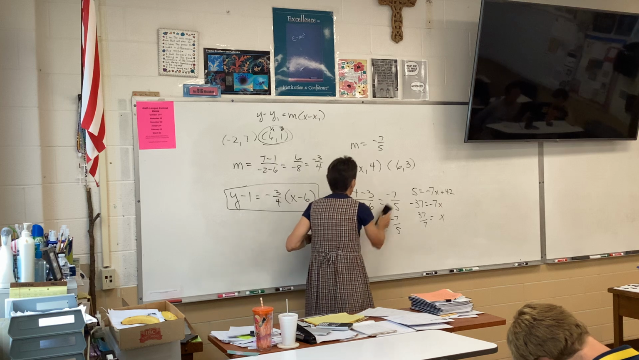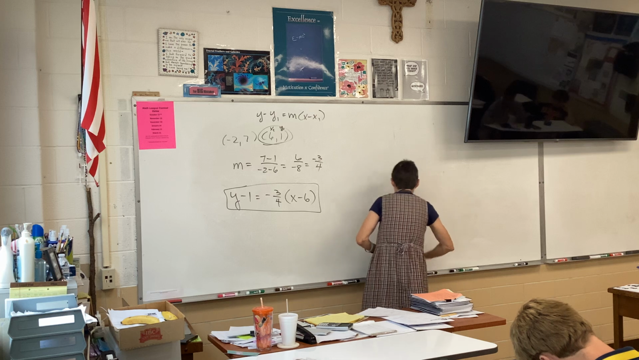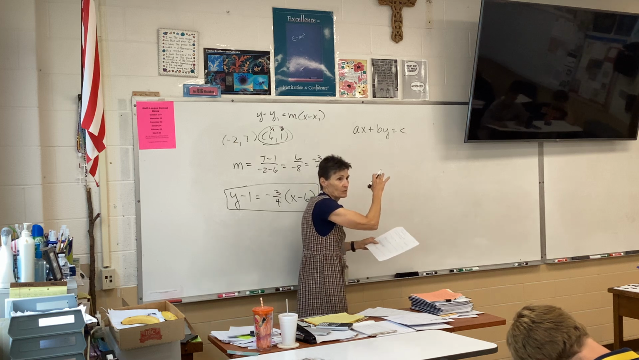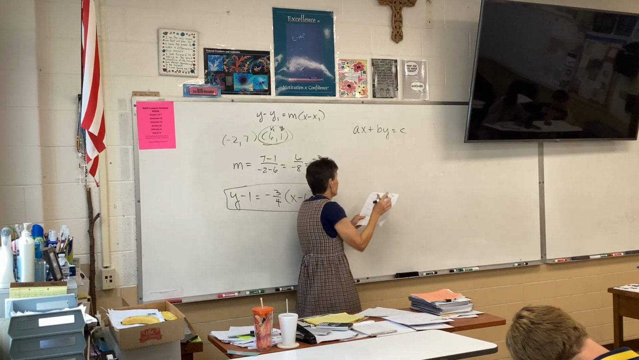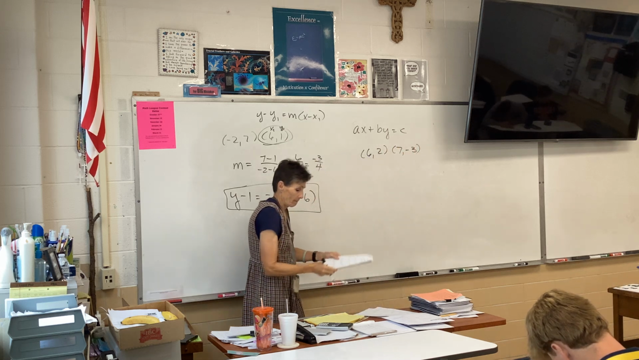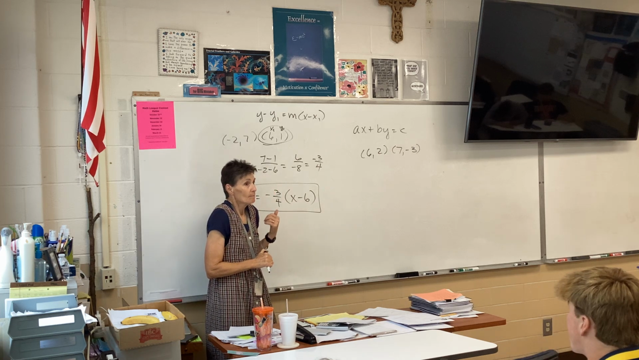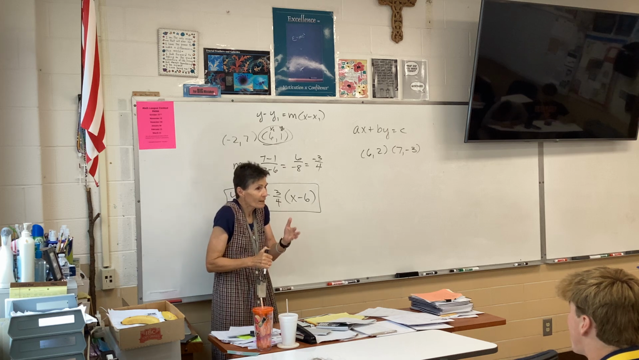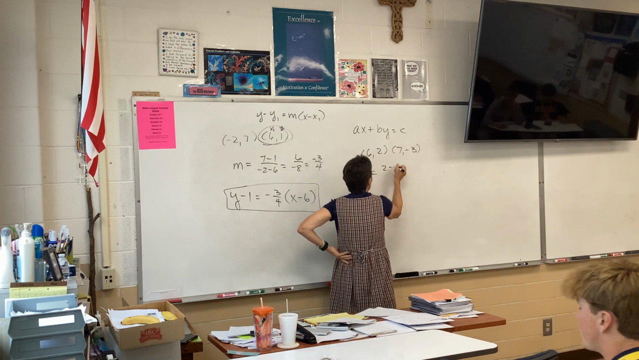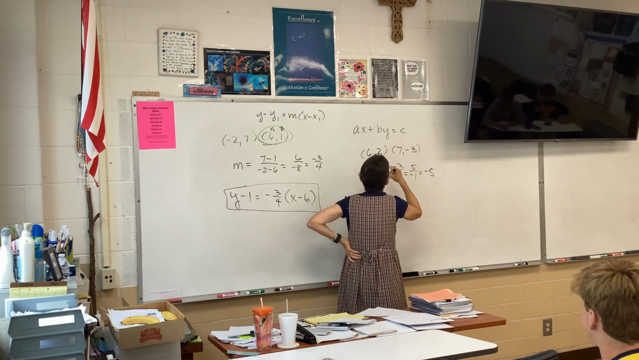Write the standard form of the line. So our answer, that's going to be our final answer. That's the way I want my answer to look. My points are 6, 2, and 7, negative 3. Absolutely, you can't write the equation of a line without the slope, so we're going to find the slope. So what is my slope? 2 minus negative 3 over 6 minus 7. I got negative 5. Is that right?